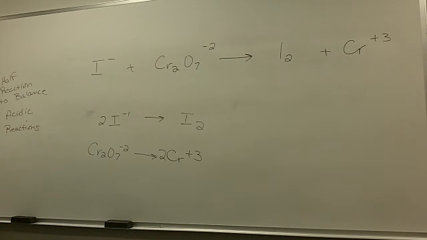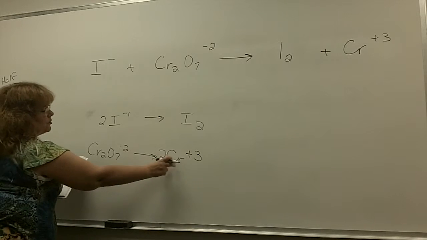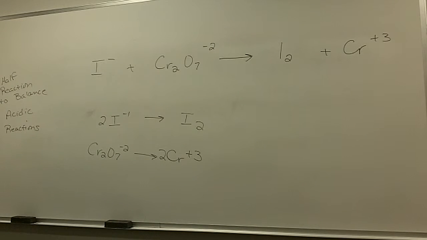So we're balancing each individual half reaction. 2 irons, 2 irons. 2 chromiums, 2 chromiums. Back to the old-fashioned balancing equations. Huh? Iron or iodine? Iodine, sorry. Did I say iron?